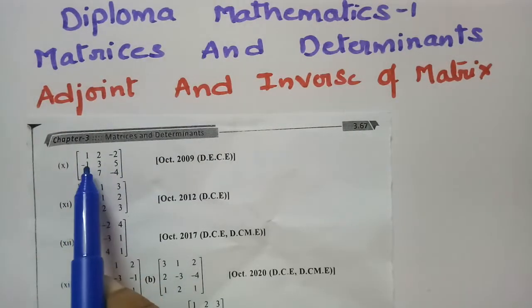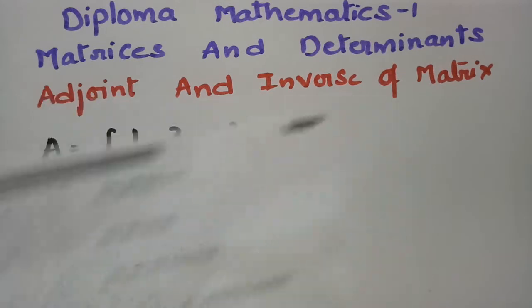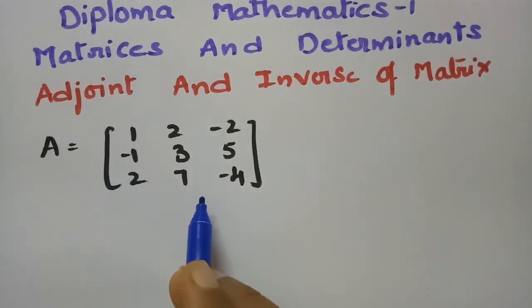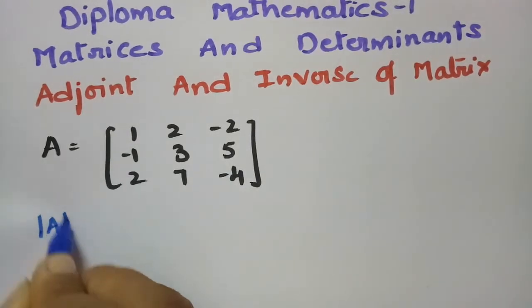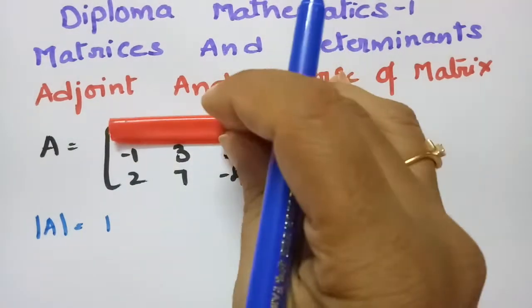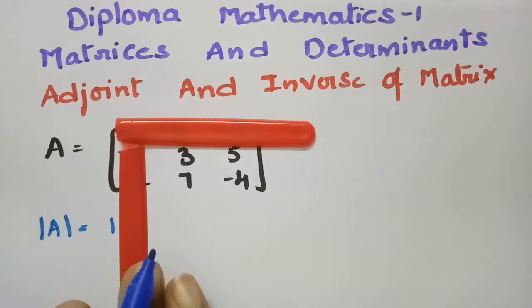In today's video I am going to share the solution for the matrix with rows 1, 2, minus 2; minus 1, 3, 5; and 2, 7, minus 4. Now I am going to calculate the inverse of the matrix as well as the adjoint. First of all, for finding the inverse of the matrix we have to find the determinant of A. For the determinant, this is 1 into, we close the corresponding row and column of 1, and what remains is 3, 5, 7, minus 4.